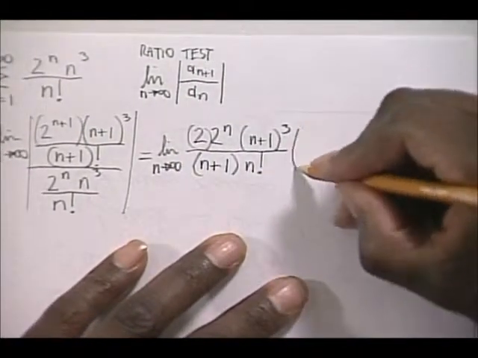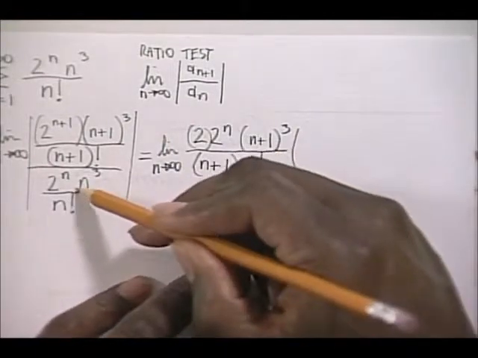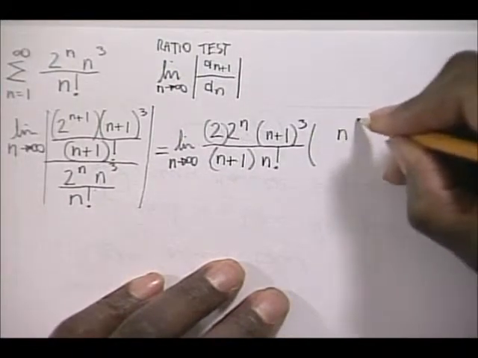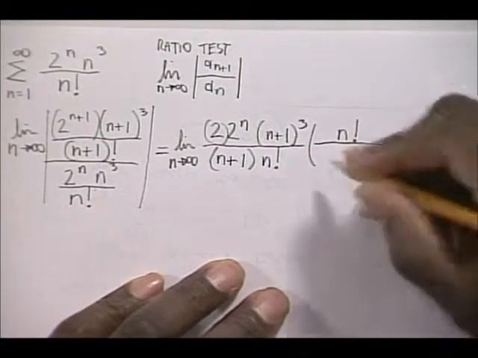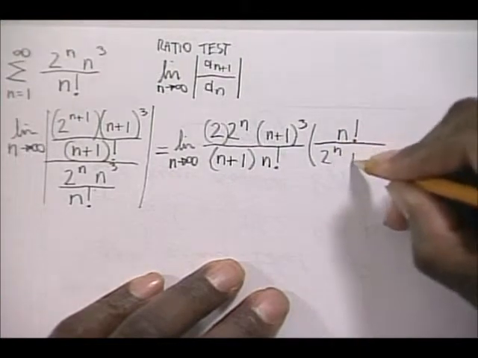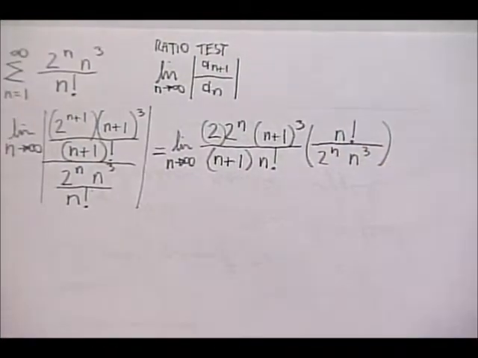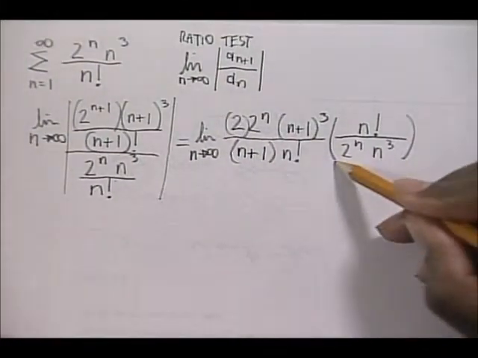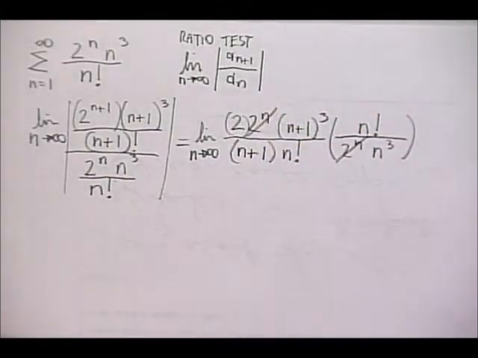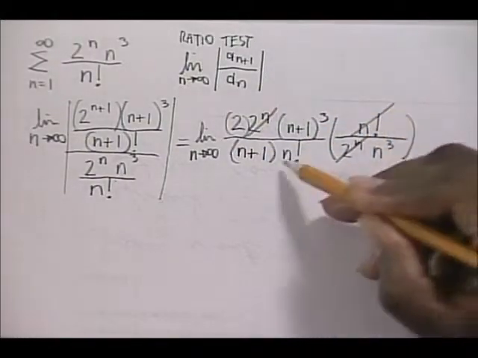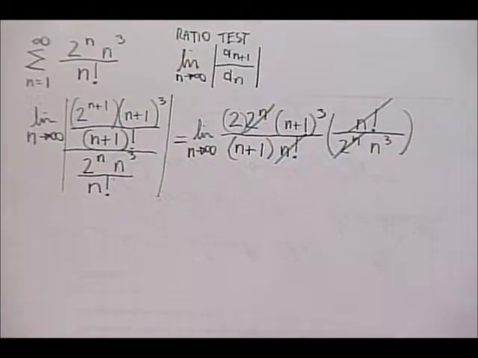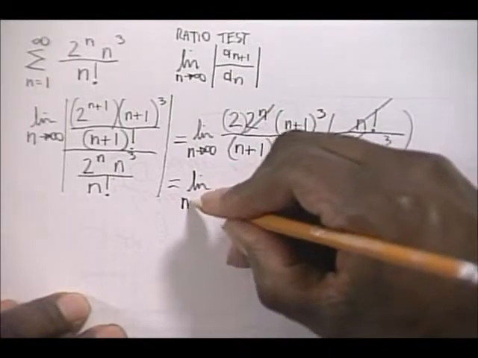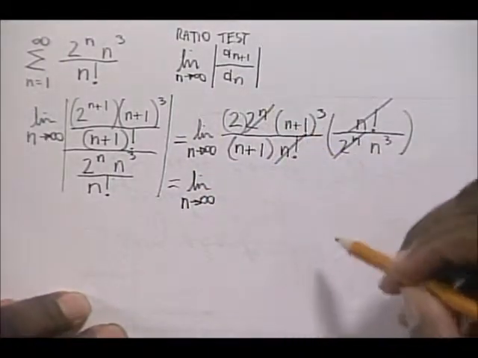So now that's going to be multiplied by the reciprocal of this fraction right here. So we get n factorial up top divided by 2 to the n times n cubed. And as I said before in the problem we did earlier this evening, you're looking for cancellation. Hopefully you see there's cancellation here and here, and you've also got cancellation of the n factorial. All right, so now it's just as simple as evaluating this limit. So we got the limit as n approaches infinity of the result of this.